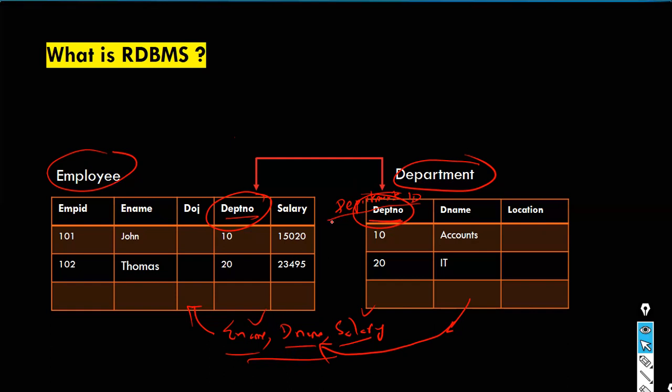So in RDBMS, the data is stored in different tables, but these two tables are linked together via the relationship. In this case, the common column between these tables is depart number. Hence, we create a relationship between these two tables. It makes sense to create the relationship with these columns.